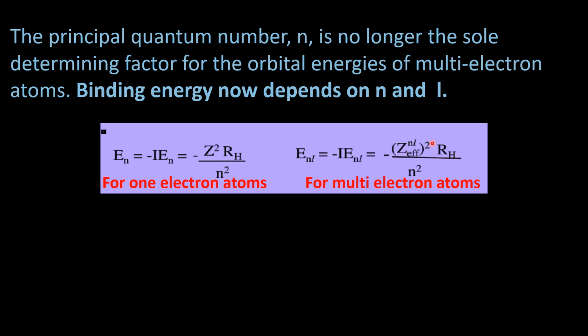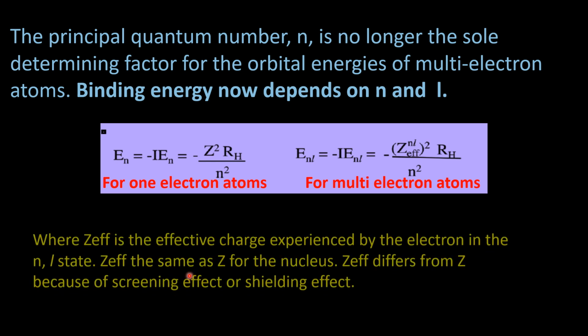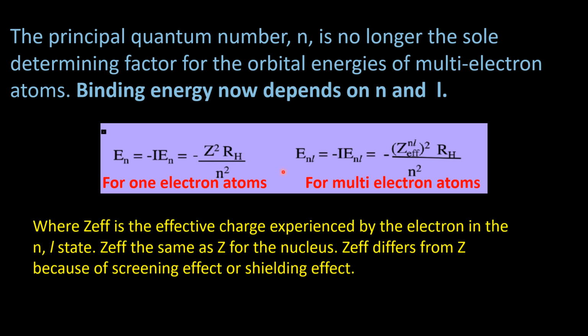So another difference is that here we use the atomic number Z, and here we use Z effective, abbreviated as Z_eff. It represents the effective charge. Now we will discuss the effective charge. This effective charge is due to the screening effect. Z effective is the effective charge experienced by the electron in the n, l state.